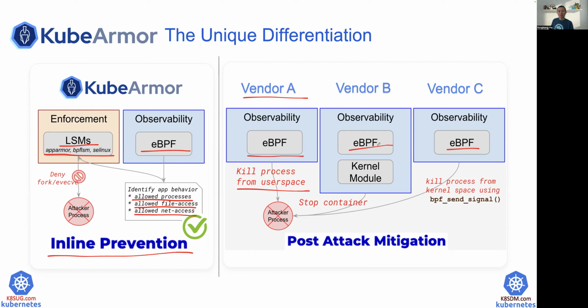So what other vendors do is similar. Vendor B and vendor C might be slightly better because they can take actions from the kernel space to stop the containers, or maybe use BPF to send a signal to kill the process from the kernel, which is slightly better than vendor A, but still has the same problems. From the time you detect the problems until you kill the process, there is a gap.